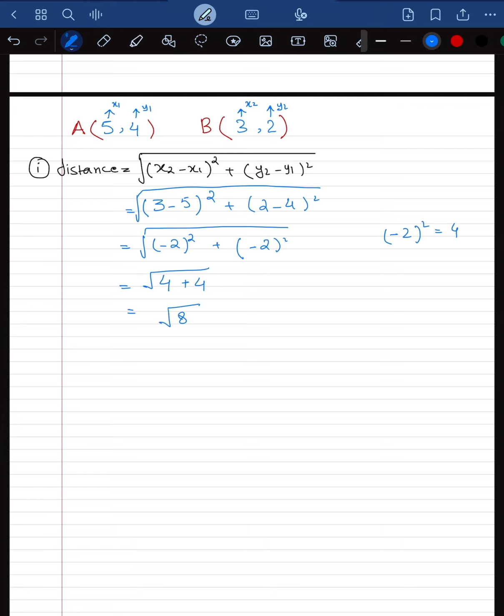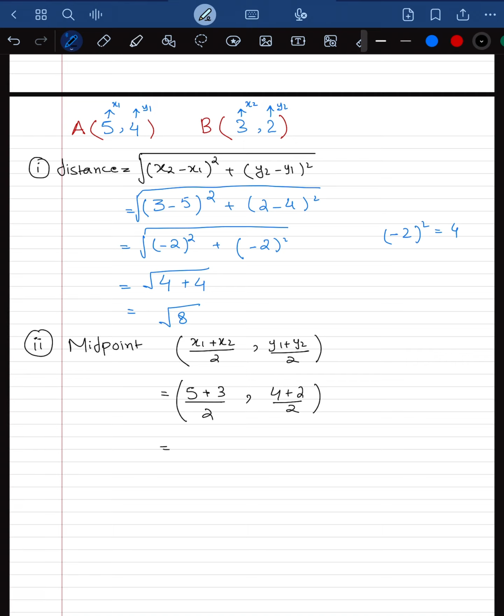Let's say we want to find the midpoint, that's quite simple. We will be using the formula. The main thing is you need to learn the formula. If you are clear about the formulas, you can solve this question very easily. So first we write the formula: (x1 plus x2) over 2 and (y1 plus y2) over 2. And we know the value of x1 is 5 and x2 is 3. You can cross check the values. 5 plus 3 over 2 and y1 is 4 plus 2 over 2. So 5 plus 3 is 8 over 2 and 4 plus 2 is 6 over 2.